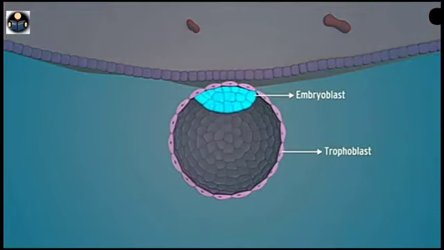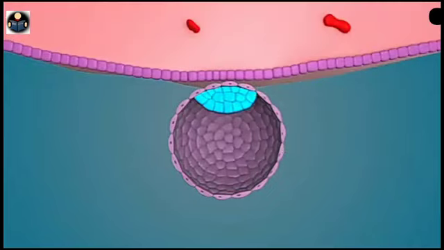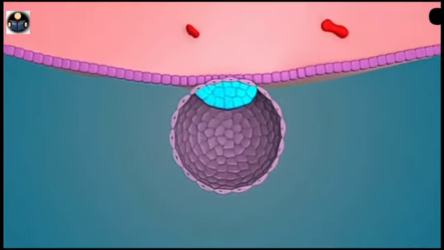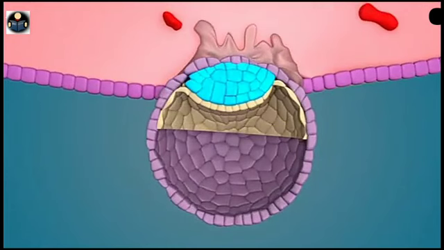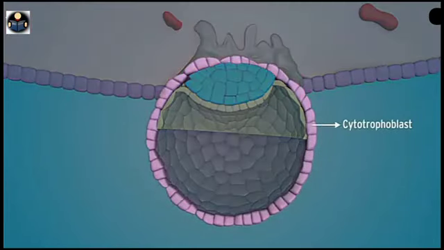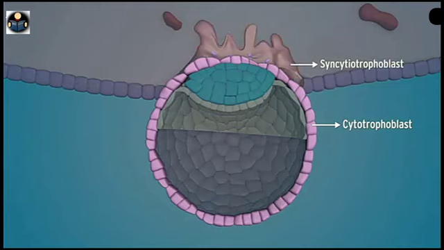Trophoblast is the outer layer of cells which covers the embryo. Trophoblast mainly differentiates into two layers. Inner layer called as cytotrophoblast and the outer layer called as syncytiotrophoblast. Cytotrophoblast is made up of single layer of cells. The outer syncytiotrophoblast is actually derived from the cytotrophoblast and is made up of multinucleated cells.